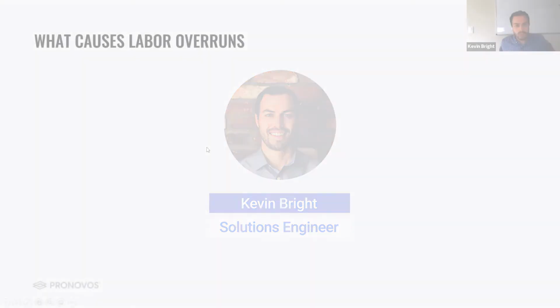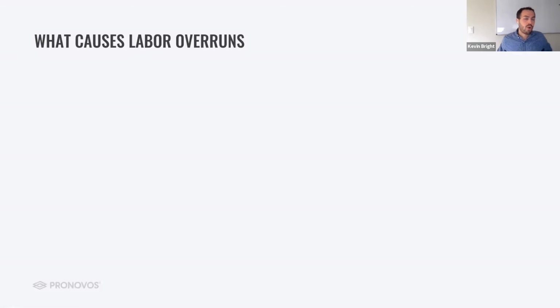So kind of the starting place we want to kick off here is what causes labor overruns. There's obviously a multitude of different things that can contribute to it on a project, but typically it boils down to the same kind of underlying causes. The first one we see most often is the wrong equipment or tools to do an activity.